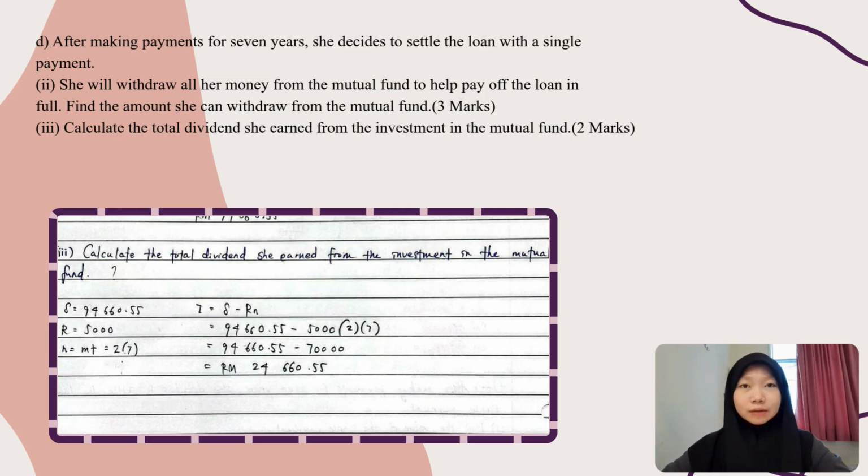Question 2D3. Calculate the total dividend she earned from the investment in the mutual fund. To calculate the total dividend, we will have to use the interest earned formula. I equals S minus Rn. S is the future value, or the total amount that she has after 7 years, which is 94,660 ringgit and 55 cents. R is the regular payment, so R equals 5,000 ringgit, while n is the number of payments, so n equals 14. Now, we have to substitute all these values into the formula. I equals 94,660 ringgit and 55 cent minus 5,000 ringgit multiplied by 14. Therefore, the total dividend that she earned from the investment is 24,660 ringgit and 55 cent.